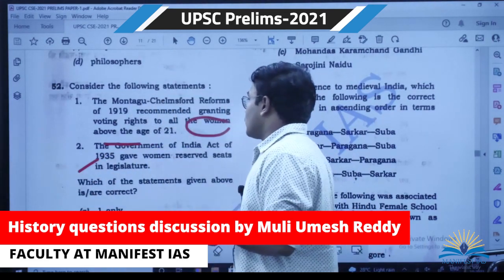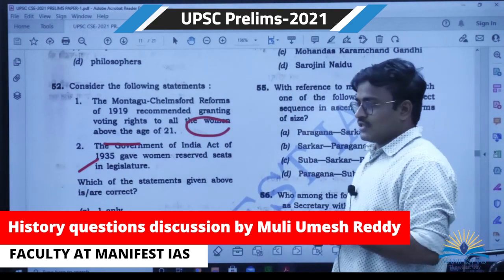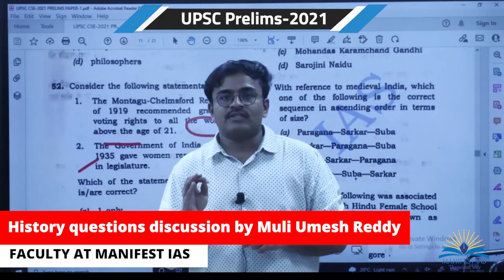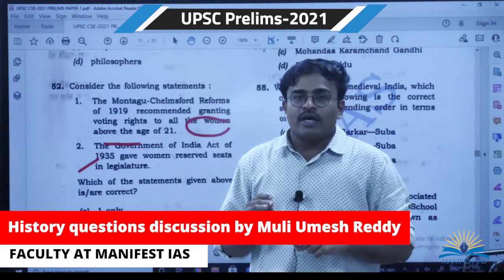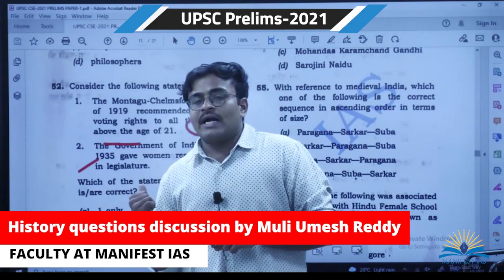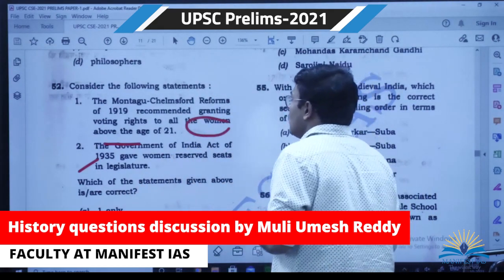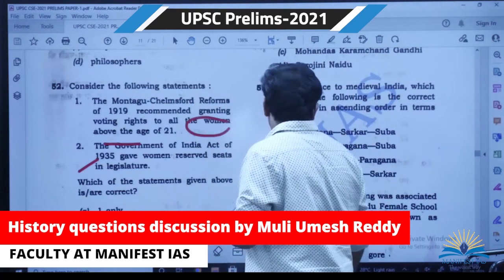The second statement talks about the Government of India Act of 1935 giving women reserved seats in the legislature. The second statement is correct because women were given special constituencies in the Government of India Act of 1935, along with labor, capitalists, Anglo-Indians, and Christians. So the second statement is correct, whereas the first statement is wrong. So the answer for this question is 2 only.